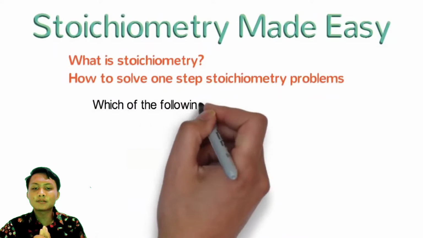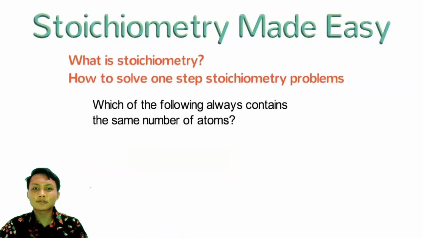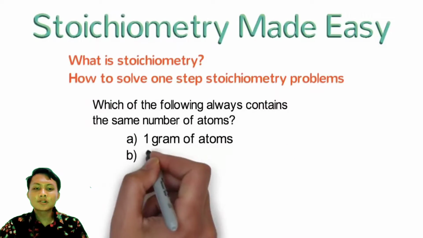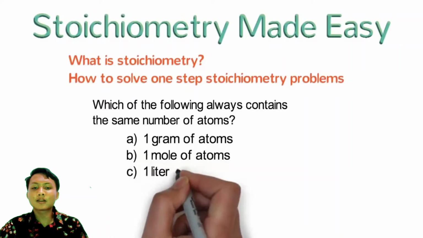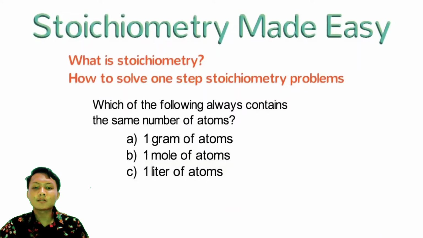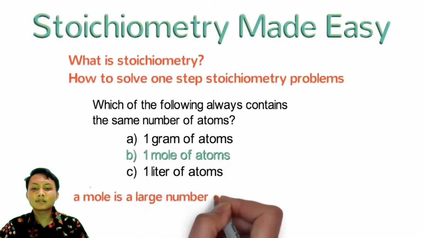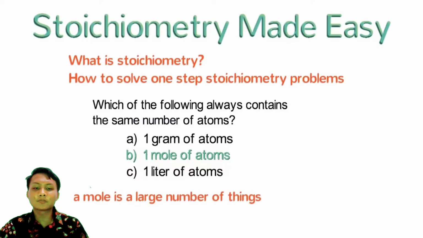But before we begin, let's start with a question. Which of the following always contains the same number of atoms? A. 1 gram of atoms. B. 1 mole of atoms. C. 1 liter of atoms. The correct answer is B, 1 mole of atoms, which is equal to 600 billion trillion atoms.